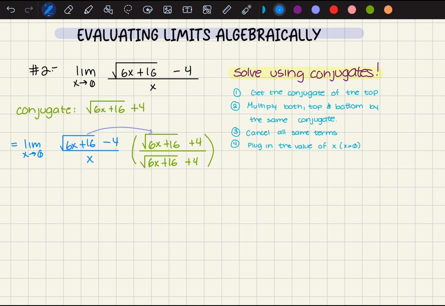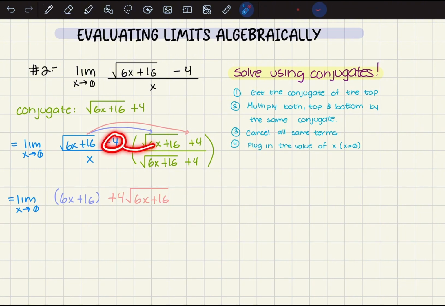So we're going to multiply these two. I'm going to start writing the limit as x approaches 0. Since we have these two multiplying each other, the square roots are going to cancel. So we're going to be left with 6x plus 16. Now we're going to multiply the square root of 6x plus 16 times 4. Since we have a positive 4, we're going to bring that to the front. And I'm going to do this in pink, which is going to be plus 4 square root of 6x plus 16.